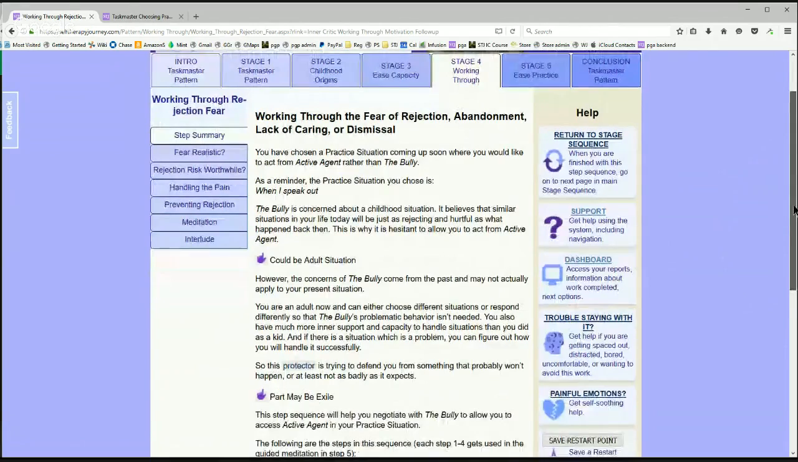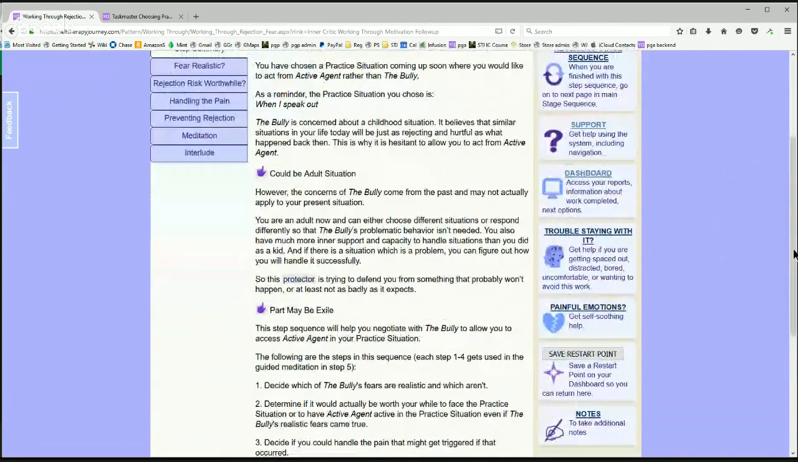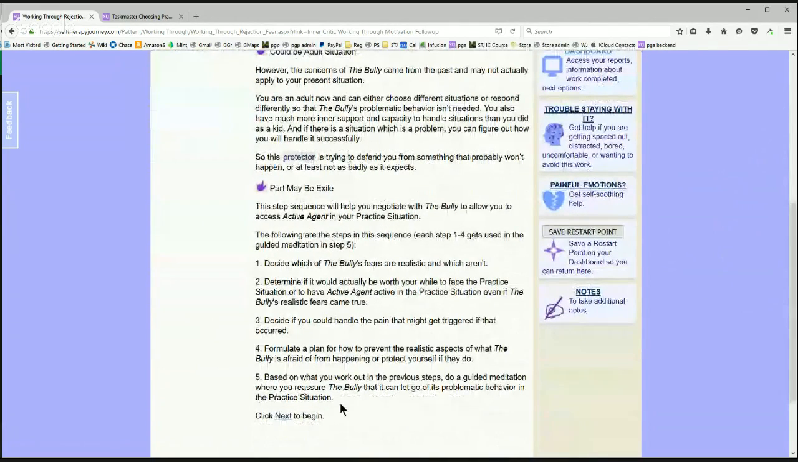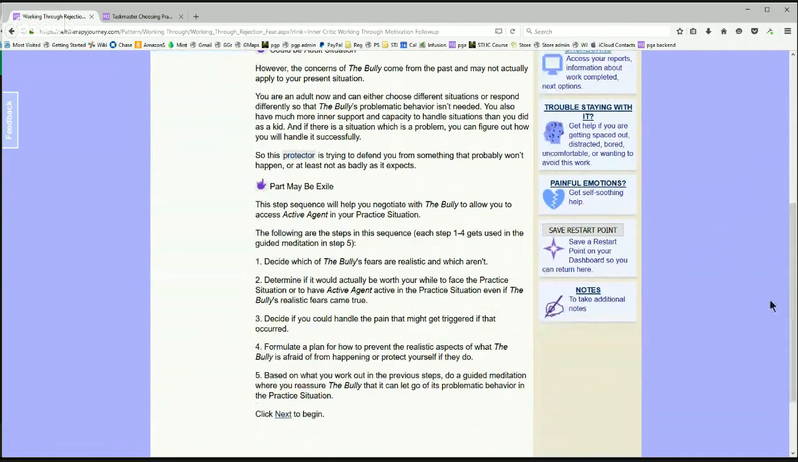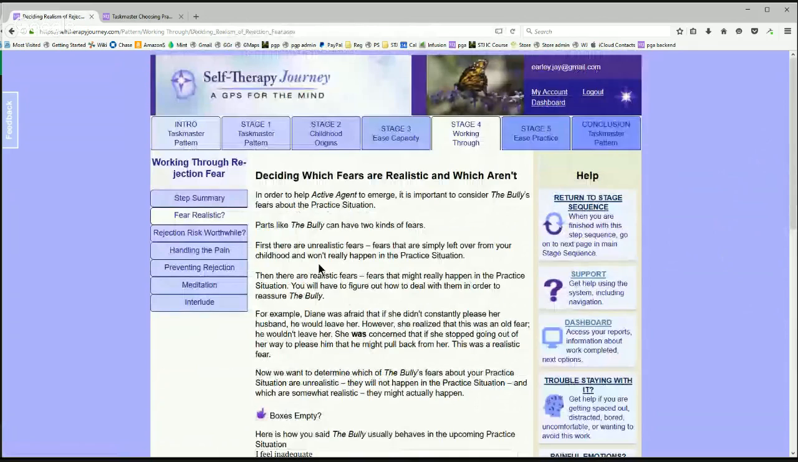So this just reminds you about what we're doing, explains it, and then gives a summary of the steps we're going to go through, which is probably worth my doing. So you're going to decide, in order to really negotiate successfully with your inner critic, you have to figure out if its fear is realistic or not in the practice situation you've chosen. You know what? Instead of summarizing these, I'm just going to go over them, because that'll be the summary. So here's the next step.